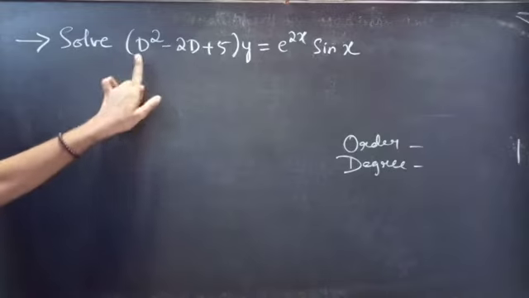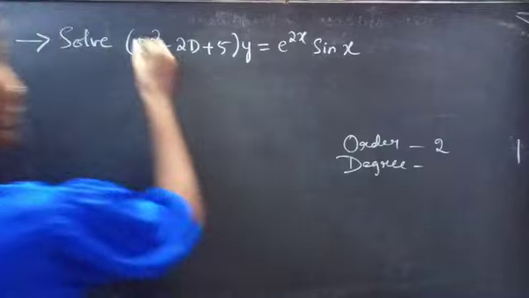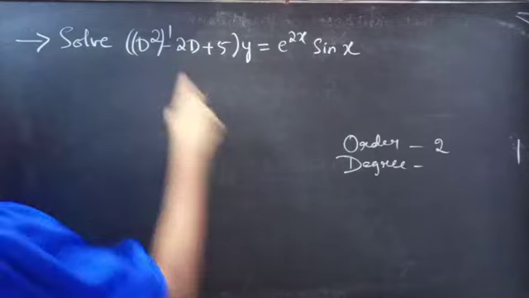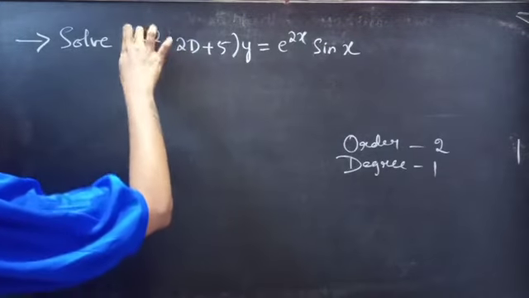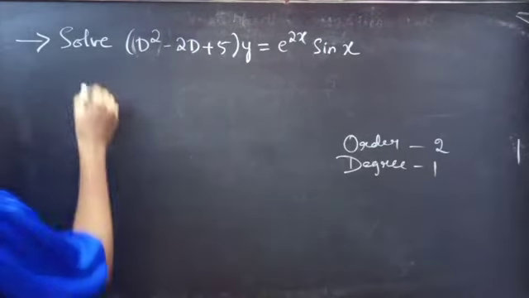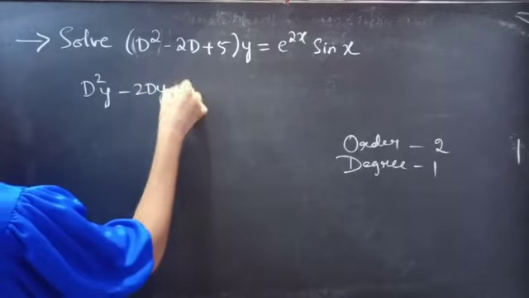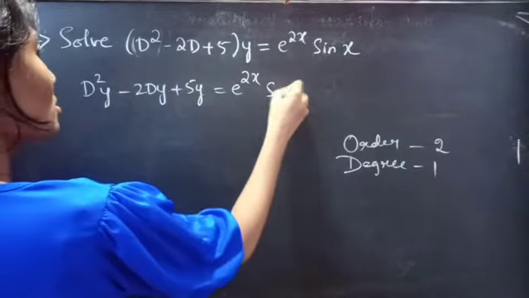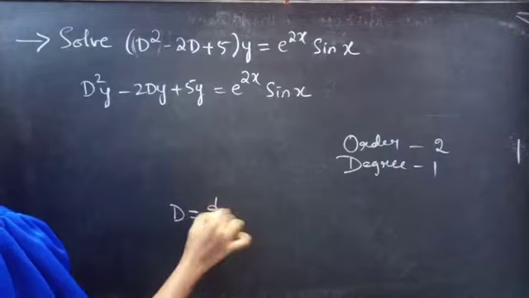Identify the highest derivative. Here D² is the highest derivative, so the order will be 2. And the highest power of the highest derivative is the degree. Degree is 1. Now, you can write the given differential equation as D²y − 2Dy + 5y = e^(2x) sin x.